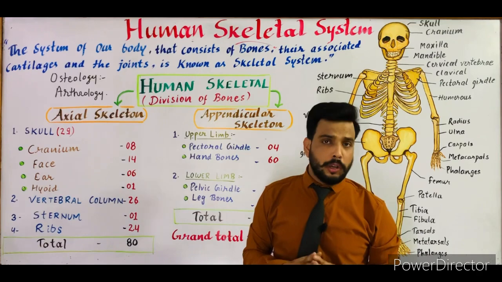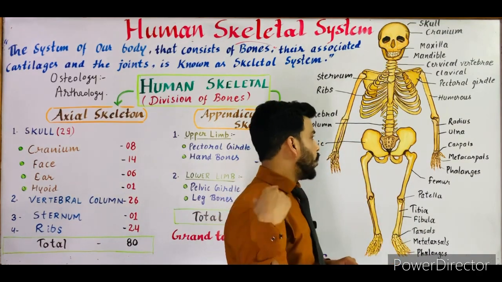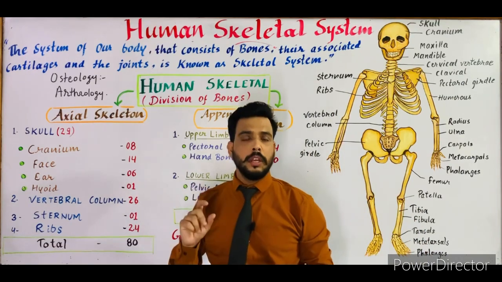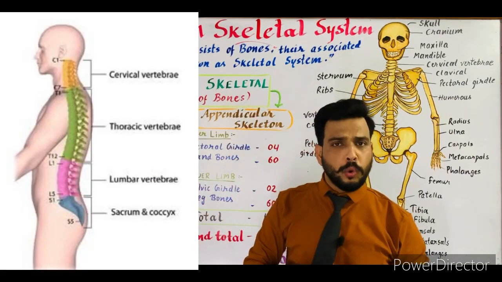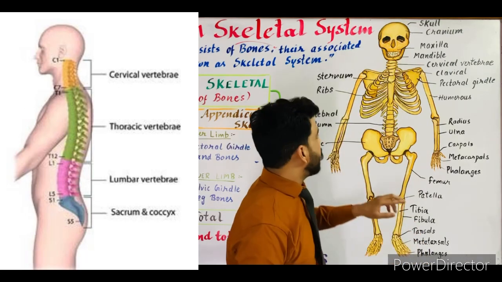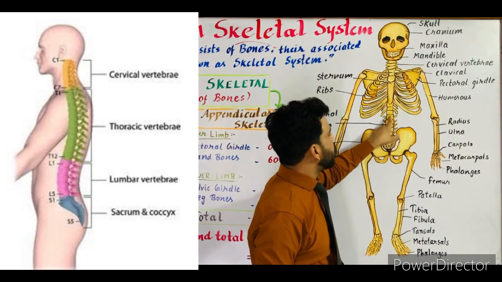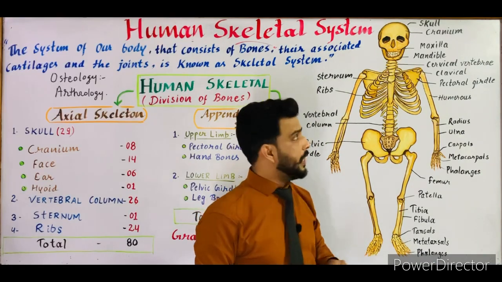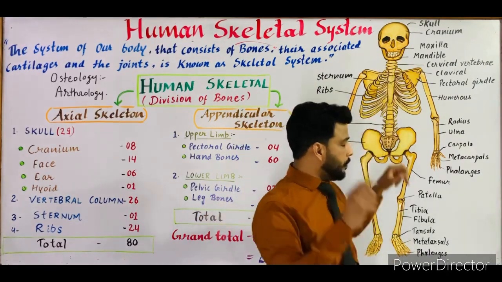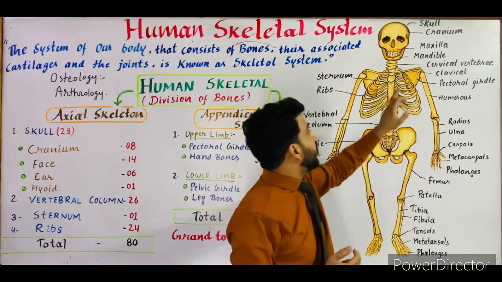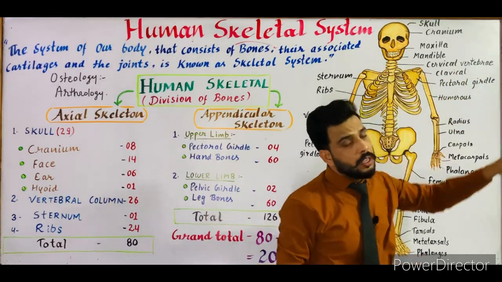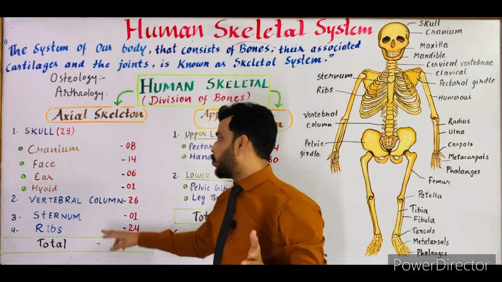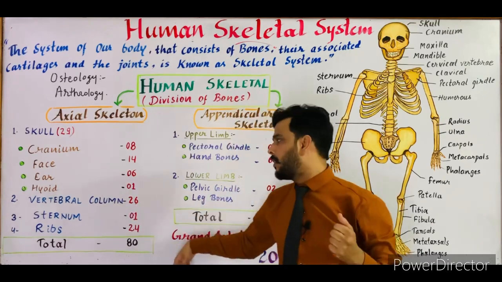Second is the vertebral column. As I told you before, this is the vertebral column or the backbone. The backbone consists of a total of 26 bones. These small bones are known as vertebrae. The vertebrae present in our neck region are known as the cervical vertebrae. So the total number of vertebrae in the vertebral column is 26.